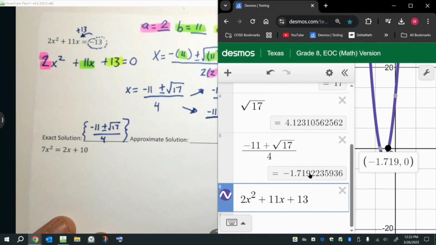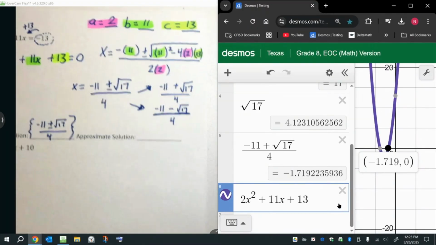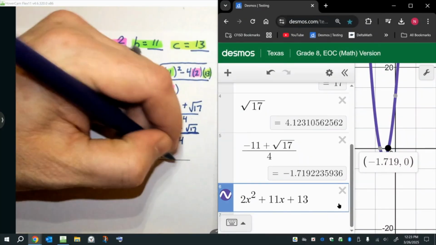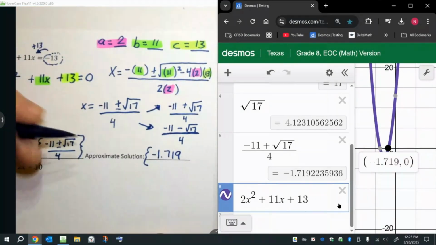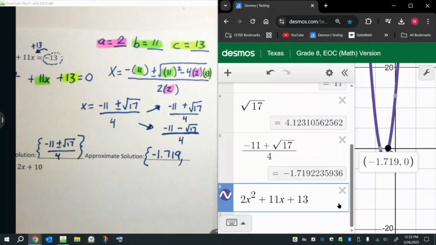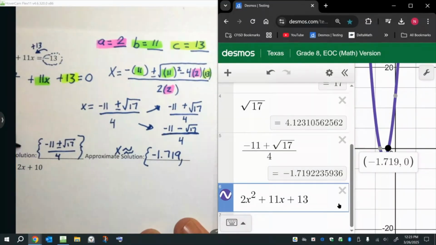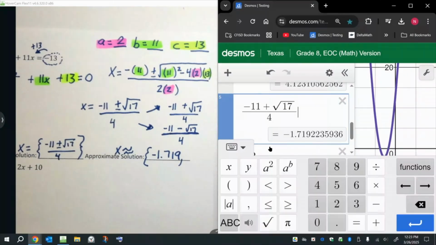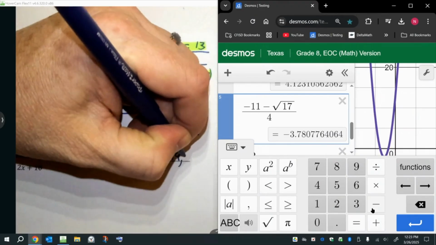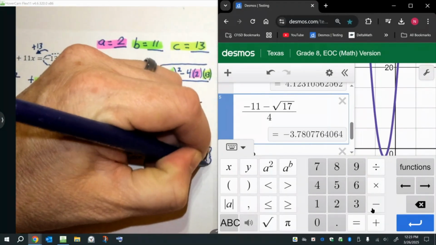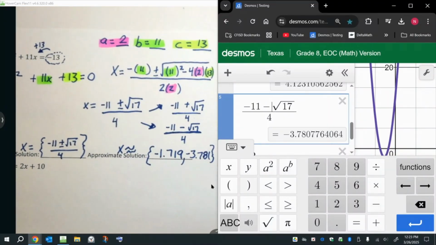So your answer for the plus sign is -1.719. And then your other solution, and again, this is an approximation. This is where x actually equals. And this would be, let's see, with the minus sign, it is -3.781. And so that would be my solution set.